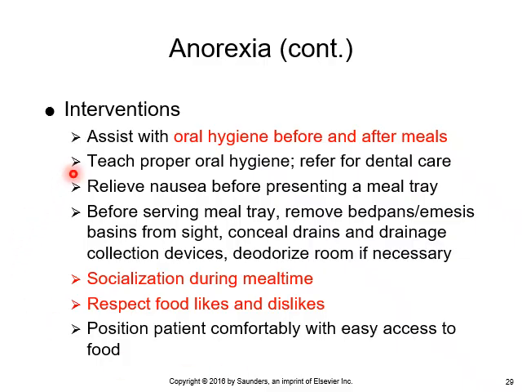Interventions. Again, when it comes to interventions, it really depends on what is the cause of the anorexia. However, what we can usually do is help them with oral hygiene before and after meals, teach proper oral hygiene, and relieve the nausea if that is the problem. Also, before serving the meal tray, remove bedpans and emesis basins from sight, and then deodorize the room if necessary.